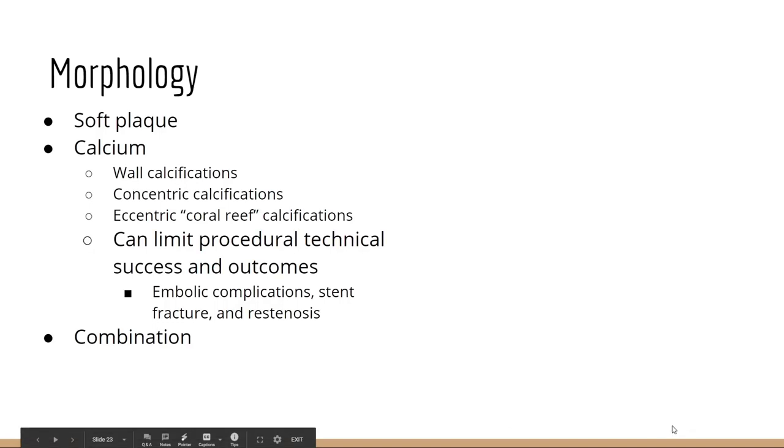Essentially, the morphology of the lesion can be one of three: soft plaque, calcium, or a mix. That calcium can be further broken down into wall calcifications, concentric, eccentric, or big chunky coral reef calcifications. And it's important to mention what type of calcification, because this information is very important from a management perspective in terms of how we're going to treat the patient with bypass surgically or endovascularly with angioplasty, stenting, atherectomy, or a combination.